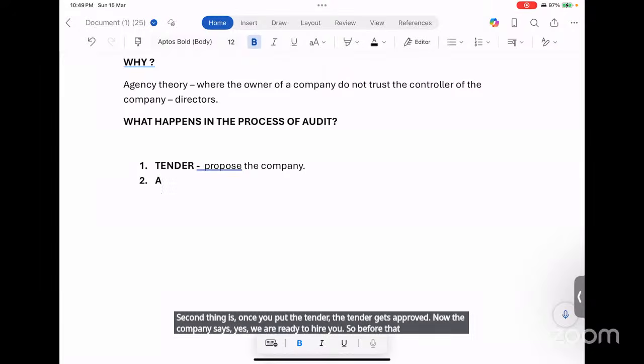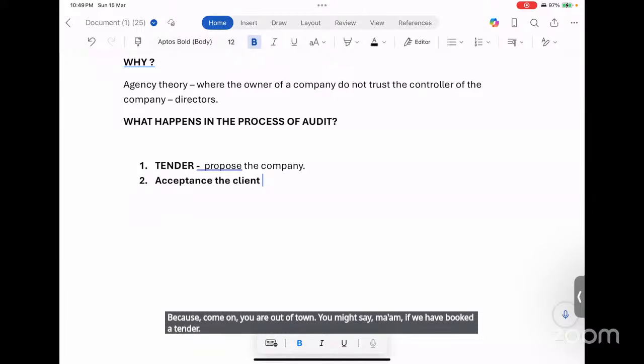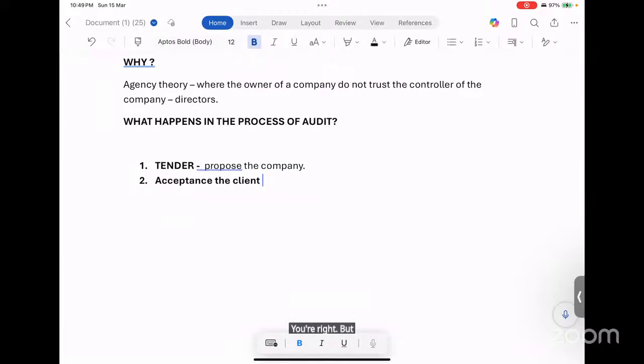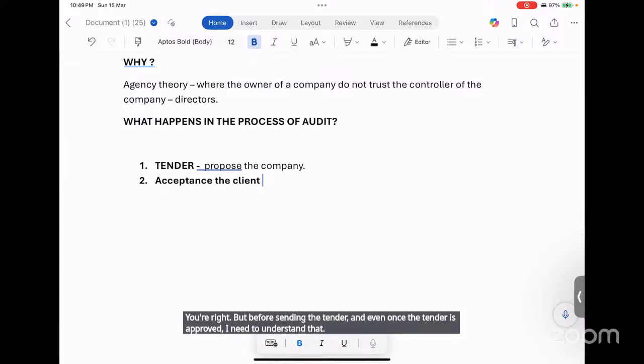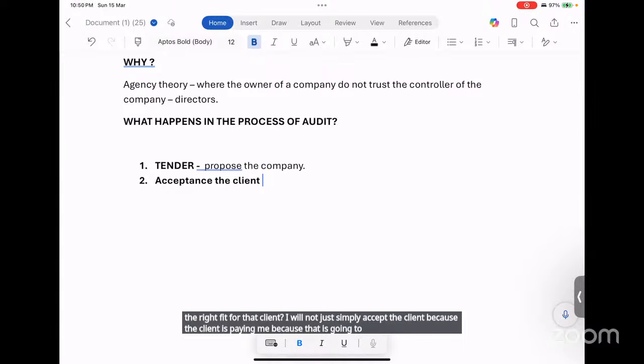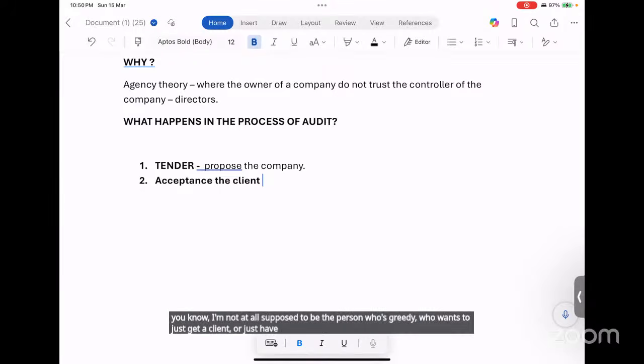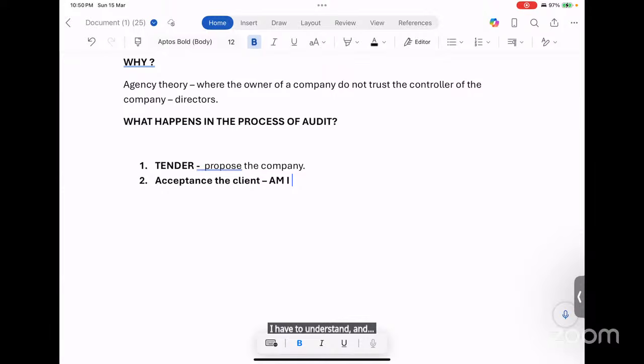So before that, you consider whether you should accept the client or not. Because, come on, you are auditor. You might say, ma'am, if we have put the tender, why would we not accept the client? You're right. But before sending the tender, and even once the tender is approved, I need to understand whether I am the right fit for that client or not. I will not just simply accept the client because the client is paying me, because that is going to get me money. No, I am not at all supposed to be the person who's greedy, who wants to just get a client or just have a self interest. So before accepting the client, I have to understand, am I the right fit?